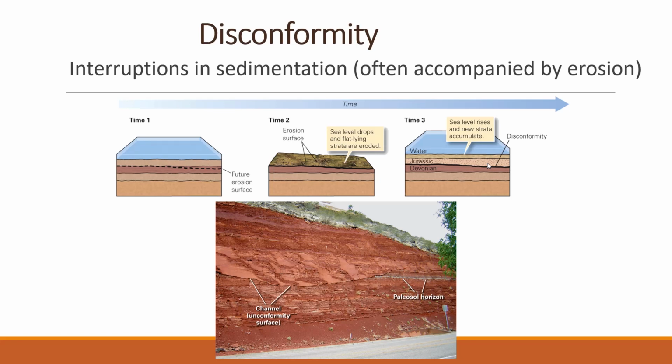So it can be a case where we stop depositing and actually actively erode and then resume depositing. And this is only going to be recognizable if you are able to identify the ages of the relative rocks on either side. So for example, in this figure, we're going from Devonian to Jurassic. So we're missing quite a few periods there.